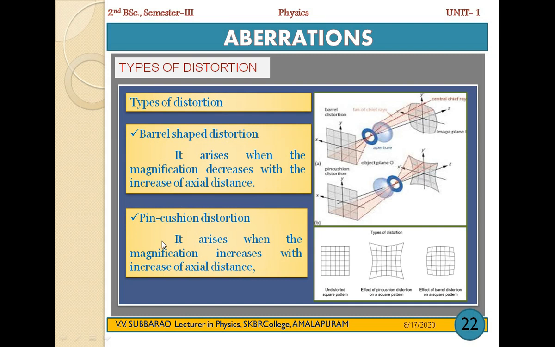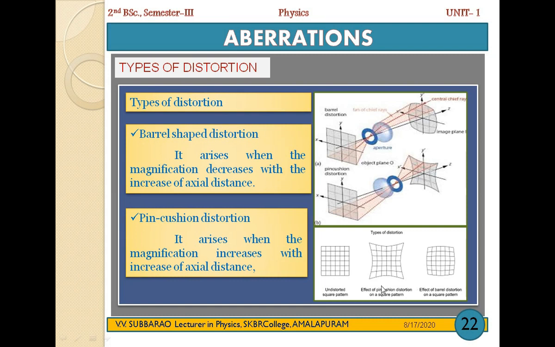The second one, pincushion distortion. Pincushion distortion arises when the magnification increases with the increase of axial distance. Again consider this plane square object. The various points on this square are at various distances from the center of the lens. The corner points are at longer distances. As the distance increases, the magnification also increases. In such cases, the points will be stretched. That means the corners are moved apart from the center, whereas the central points will lie at the same distance. In such a case, we will observe pincushion type distortion.